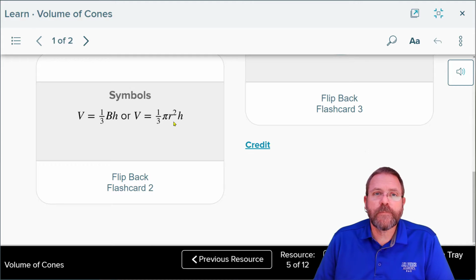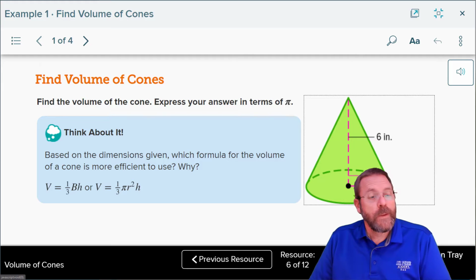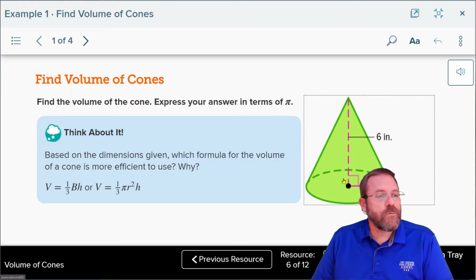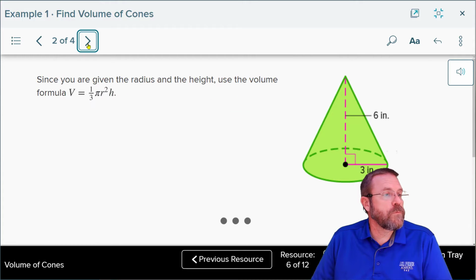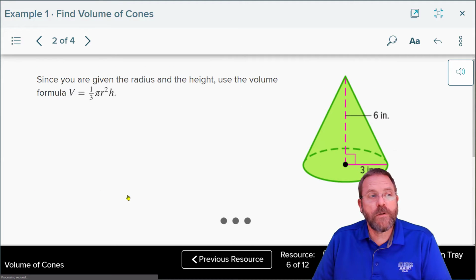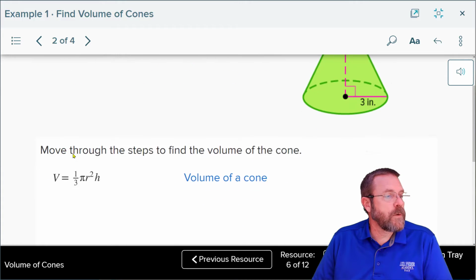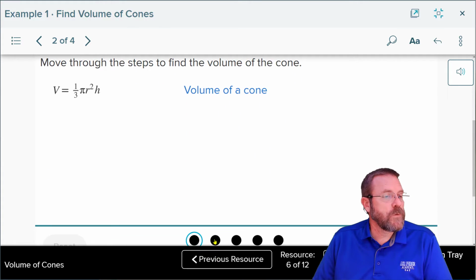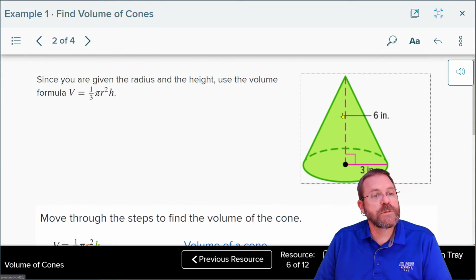Example 1, we have this cone here. It has a radius of 3 and a height of 6, and they want us to find the volume of it. Going through it the way they suggest, they put in their formula, 1/3 times pi times radius squared times the height. All right, we're going to move through some steps here. First thing they did is they plugged in what they knew. They knew the radius was 3 and the height was 6. They got that right out of their drawing.